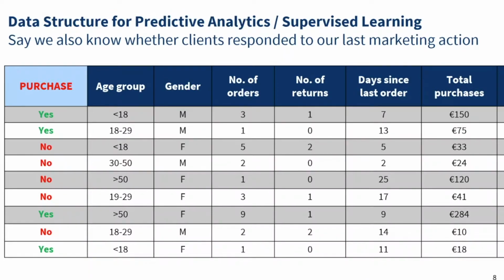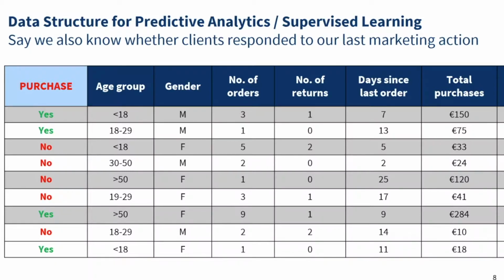Here I introduce one more column. It's highlighted, it's a special column. I called these purchase. It's a yes-no type of column, and let's imagine that this column depicts for each of the customers whether she has responded by making a purchase to some past marketing action.